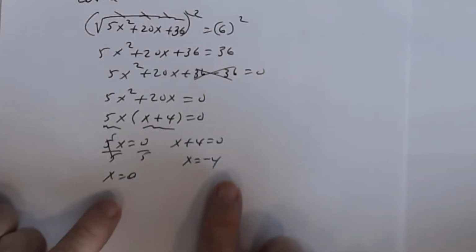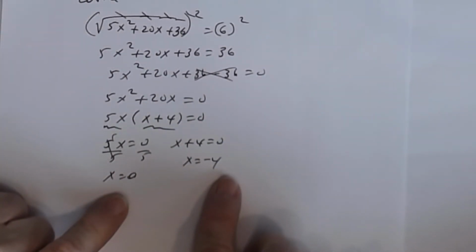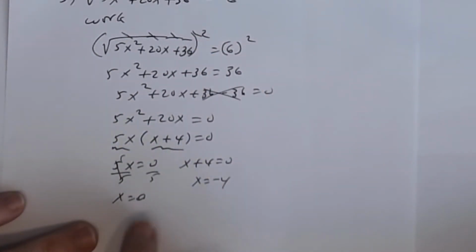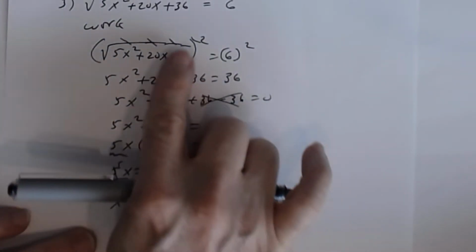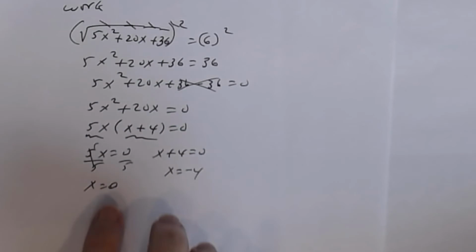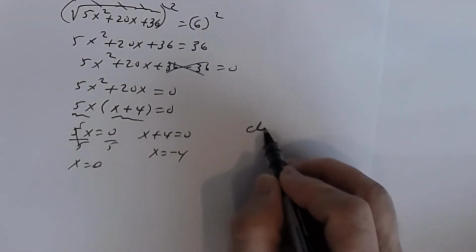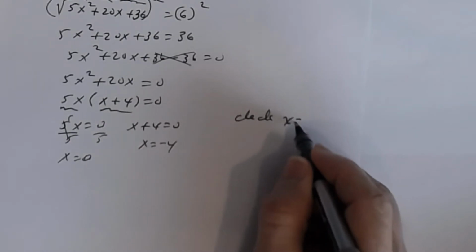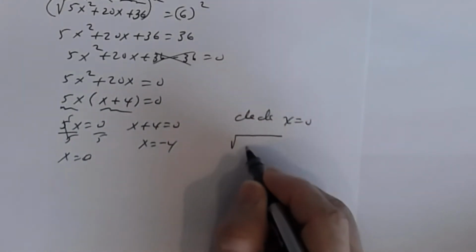So both may work, both may not. One may work. All right, so remember, whenever you raise both sides to an even power, one of these or both of these may be extraneous roots. So you've got to check the original equation. All right, so let's check 0 first. So you're checking for extraneous roots. Check x equals 0. So go back to the original equation, which is this.